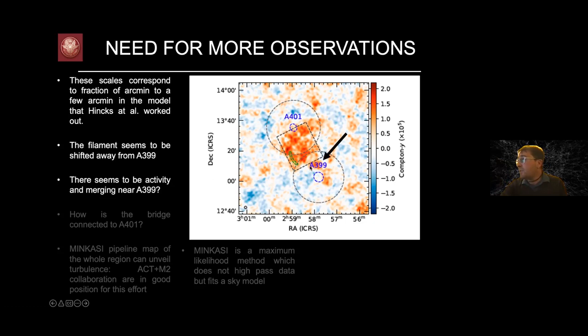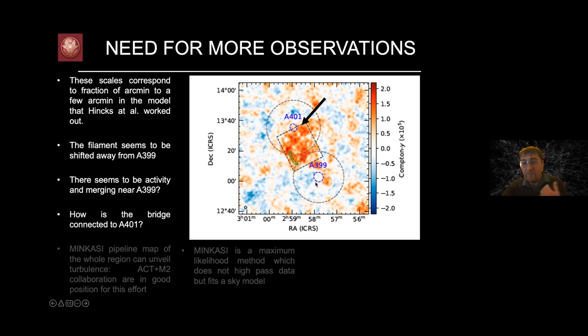Another important point is that there seems to be structure around Abell 399. So either Abell 399 is not that relaxed, or there is some structure on the connection between Abell 399 and the bridge itself. So also we are not 100% sure how this mesa is connected to 401. Basically, all this requires additional data of this part of the structure of the map here and of Abell 399.